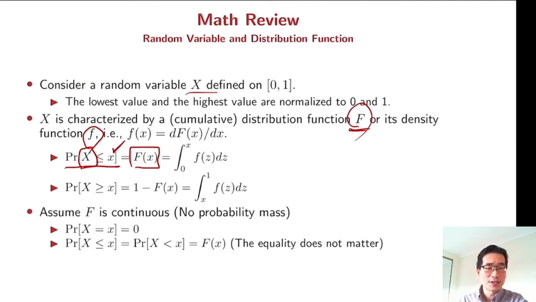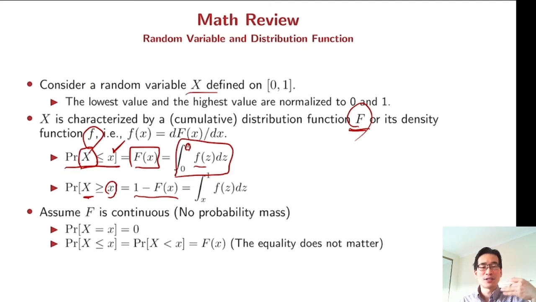In terms of the density function, that is represented by integration from 0 to that particular x of this density function. And similarly, the probability that the random variable is greater than a particular number x is just 1 minus F of x, or similarly, the integral of f from x to 1. We assume the distribution function F is continuous. That means there is no probability mass, so any particular number x will happen with 0 probability. So the equality doesn't actually matter.